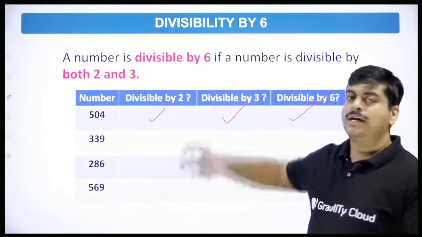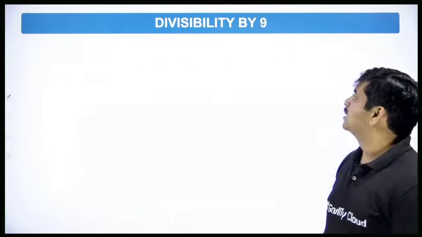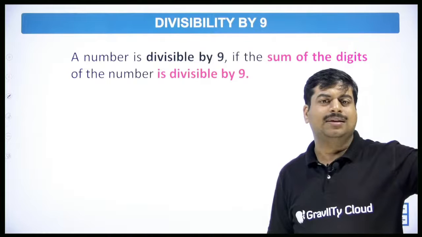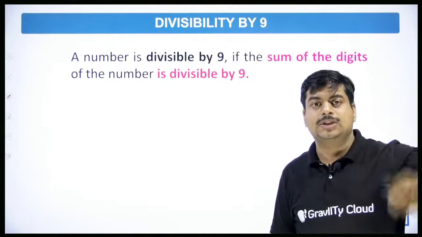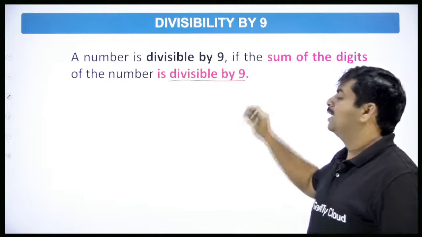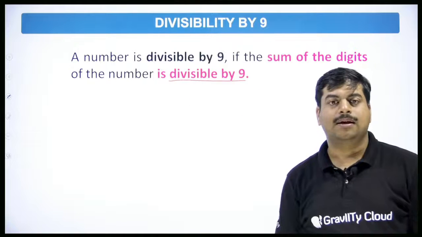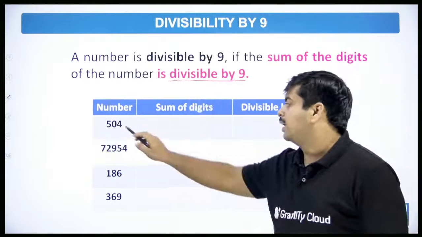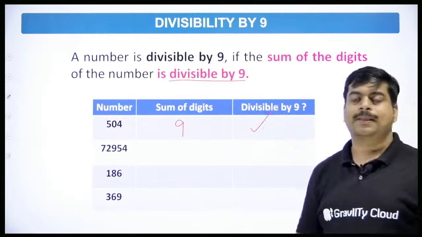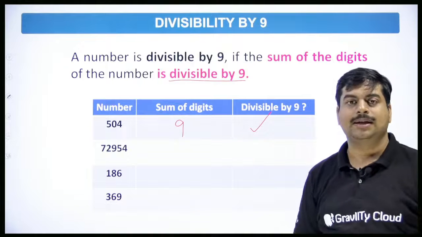Okay, so this is about divisibility by 6, and we also discussed divisibility by 9, where, just like 3, where the sum of the digits should be a multiple of 3, here the sum of the digits should be divisible by 9, right? 504, again 5 plus 4 is 9, yes, it is divisible by 9. In that way, we have completed this table, right?